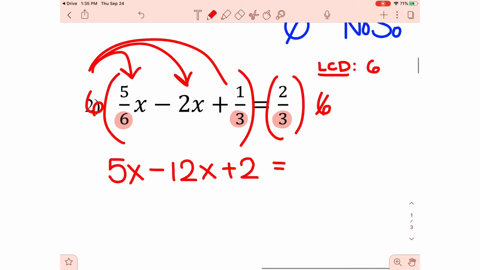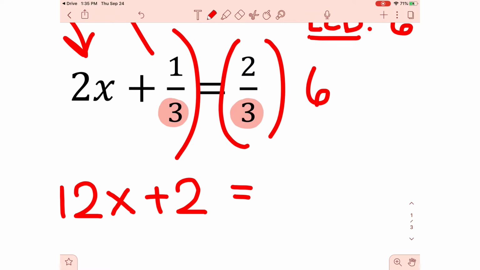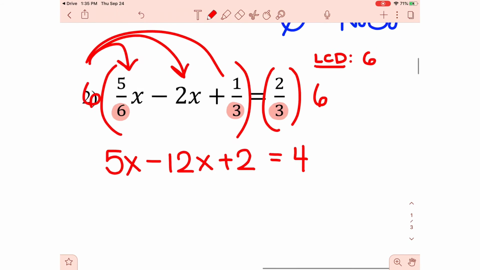Equals, and here the 6 and the 3 reduce to 2 over 1, so I get 2 times 2, which is 4. The trick I use is I divide the number by the bottom, and then I multiply it by the top. So 6 divided by 3 is 2, times 2 is 4.